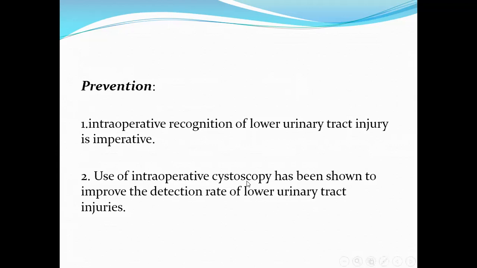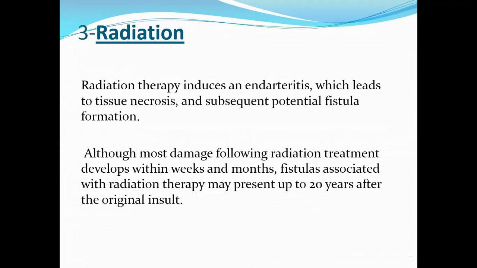Next, we can use a cystoscopy. We can visualize the bladder and detect any injury so that it can be sutured in the same session. Radiation, you know, radiation induces endarteritis. For example, the patient has cervical or uterine malignancy, and she receives radiotherapy. Radiotherapy will not only destroy the malignant cells, it will destroy the healthy tissue also. So, it will result in tissue necrosis, and later on there will be sloughing and fistula formation. Most damage following radiation usually develops within weeks or months, but fistula associated with radiation, especially if there is minor tissue trauma, not significant trauma, may present up to years after the original insult.